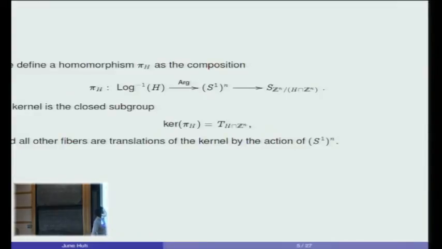And this is the map pi, the second submersion, that realizes the log inverse of a rational space H as the total space of a family of complex manifolds, defined by composing with the argument map, mapping to S1 to the n, and to the real torus of the quotient space. So this would play the role of the parameter space S1 you have seen before. And this is, in fact, a homomorphism of Lie groups. You can easily see that the kernel of this homomorphism is exactly the complex torus associated to H, and all other fibers are translations of the kernel.